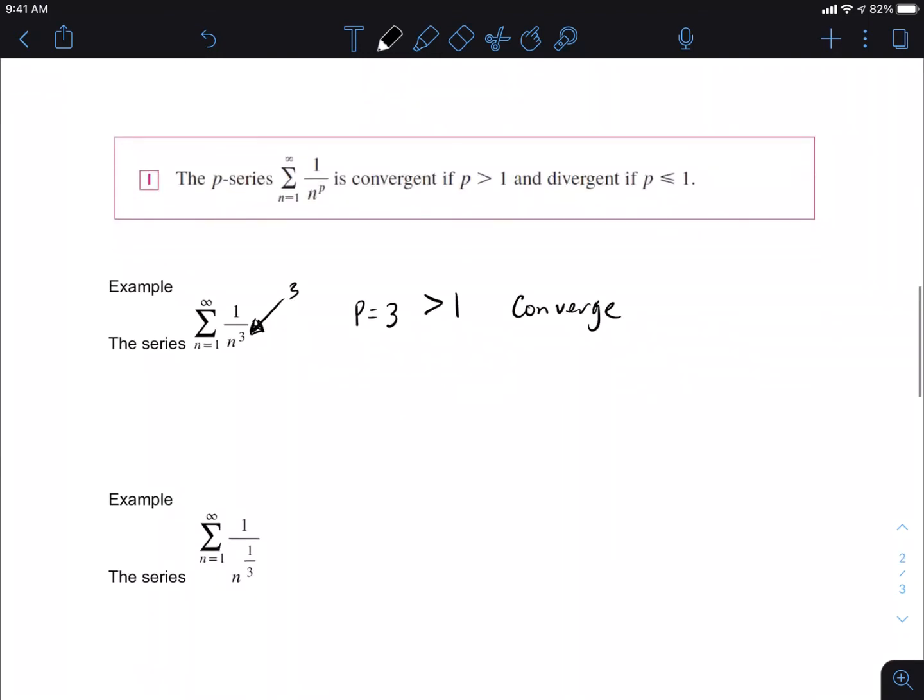In this one, our p value is 1/3. So if p equals 1/3, that's less than or equal to 1. And so what does it tell us? That this is going to diverge. And so when we see this value, we know it's going to take off without bound, right? So that's what's going to happen with the p-value there.